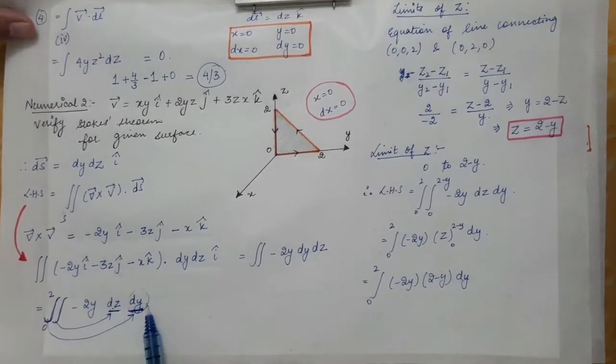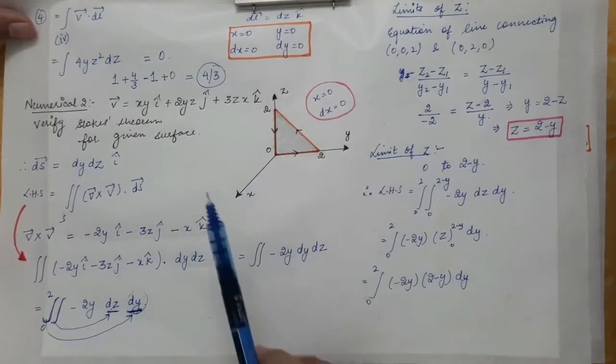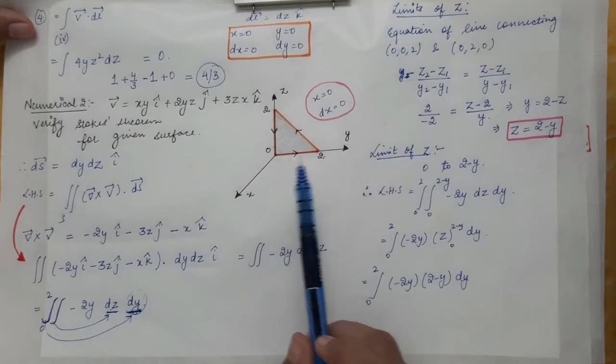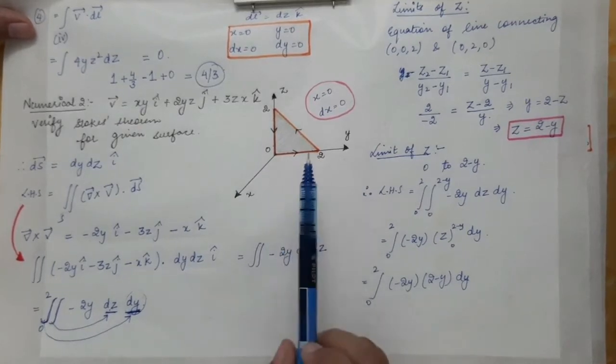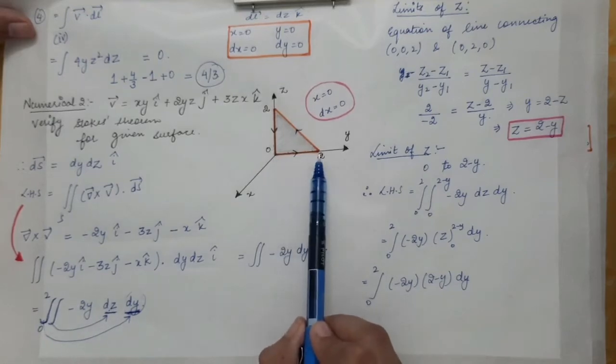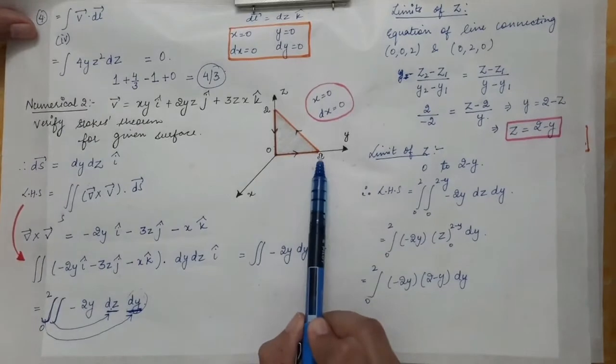To solve this integration, what we have to know is the limits. In the last case, the limits were simple. The y was varying from 0 to 1 and z was varying from 0 to 1. But in this case, y will vary from 0 to 2. So the first limit is of y, varying from 0 to 2.